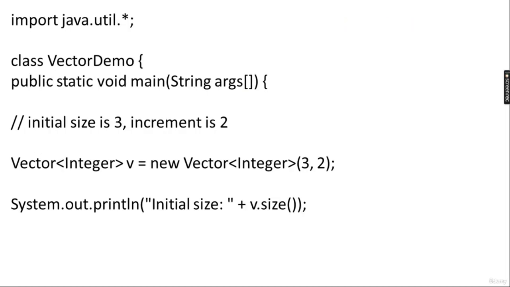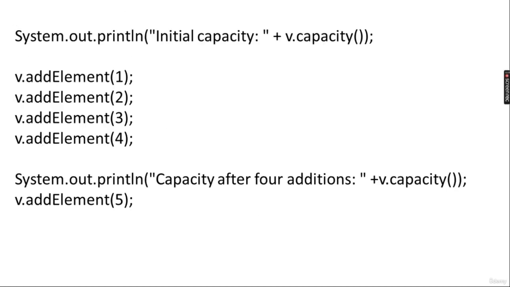So first of all, in the main method itself, a vector of type Integer is created. 3 and 2 is given. Then initial size is v.size(). Initial capacity is v.capacity(). Elements 1, 2, 3, 4 are added. After addition, the capacity is displayed.